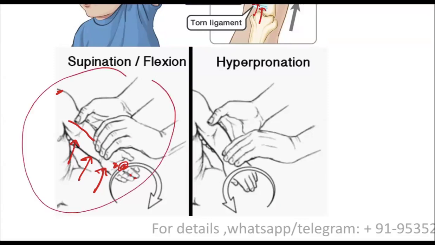Sometimes if this method fails, what we do is we hyperpronate. Pronation, hyperpronate, we do it, and again you flex it. You do not get an X-ray before or after. No fracture clinic follow-up is required.